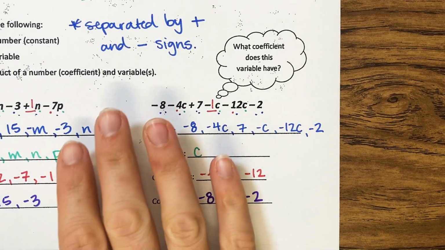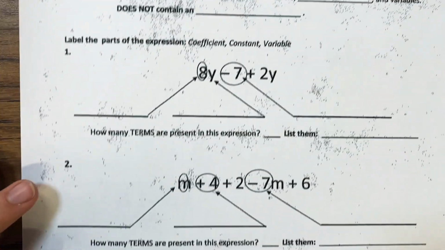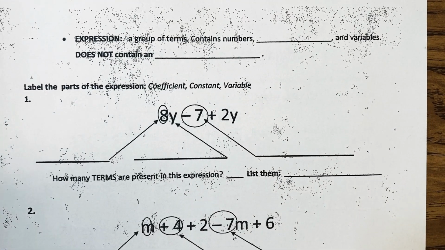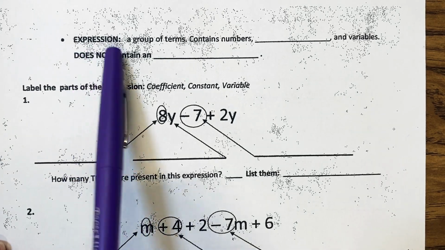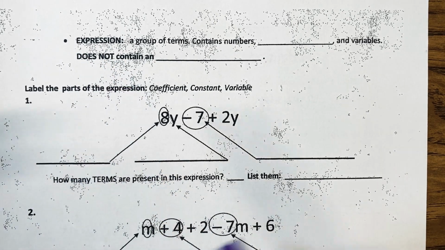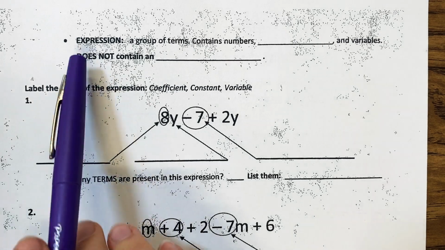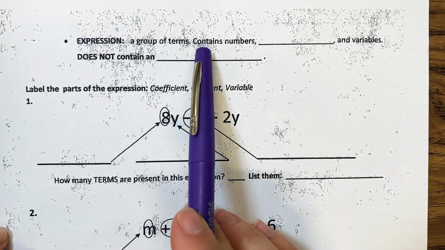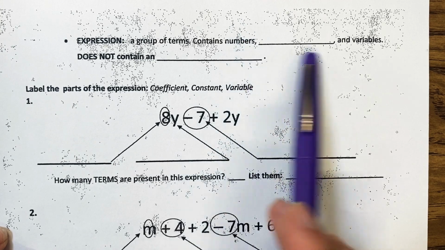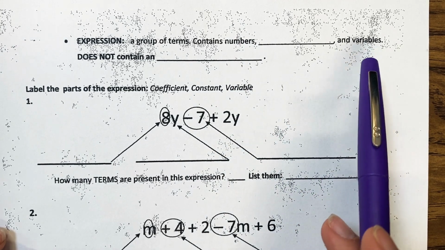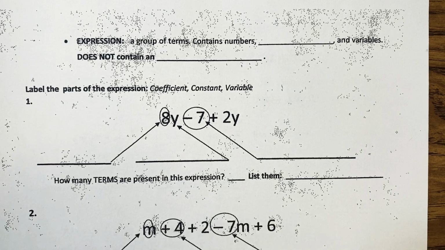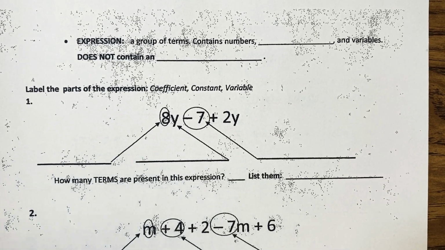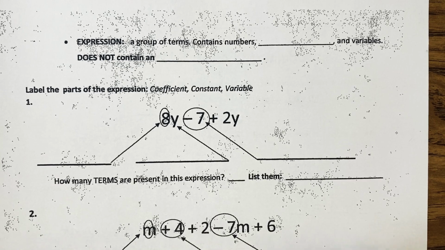Awesome. Okay, let's flip our notes over to the very top. Let's talk about an expression. So we talked about an equation. Equations have equal signs, right? Let's talk about an expression. So an expression is a group of terms, contains numbers, blank, and variables.